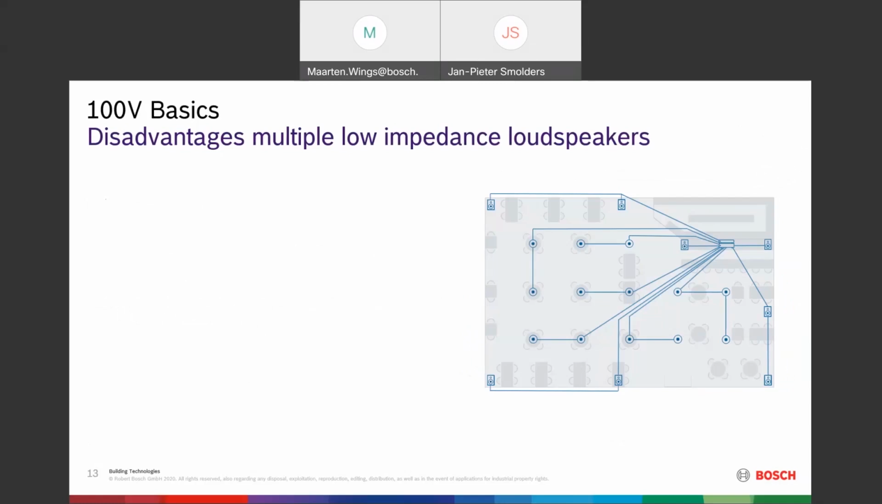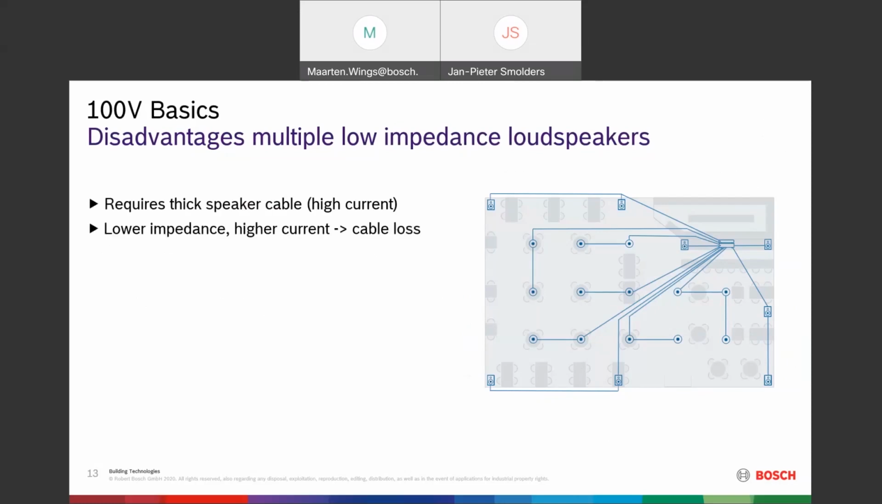If you look at the disadvantages of such a system with low impedance loudspeakers, because of the low voltage, the currents are high. You need thick loudspeaker cables. The lower the impedance is, the higher the currents will go, so you will have cable losses, and the thicker the cables should actually be. Also, the longer the cables are, if you have a large hall or a large room or a large building, you need long loudspeaker cables. You will suffer from these losses as well.